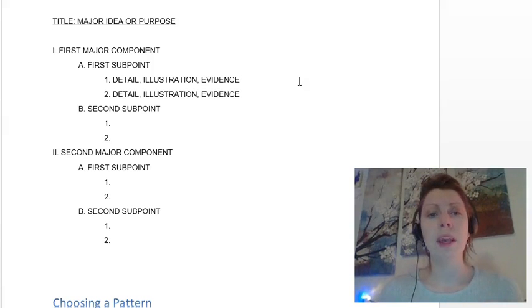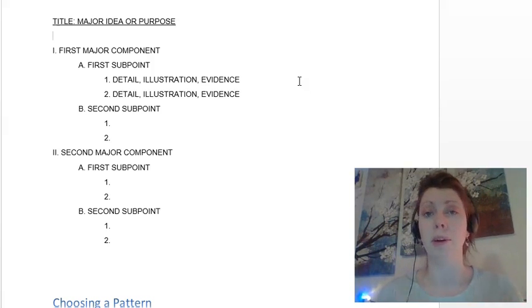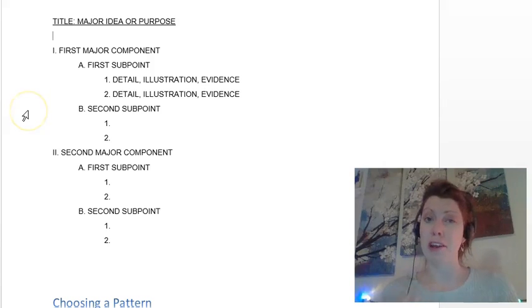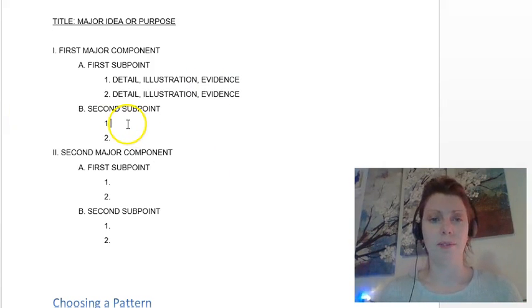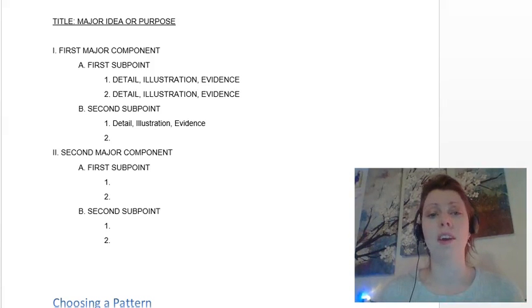Then you have a subpoint and a second subpoint, and sometimes you might have a third subpoint, depending on what you're speaking about or what you're writing about. And each subpoint needs to have details, illustration, evidence all the way down. Every step has to have details or evidence, something to support it.